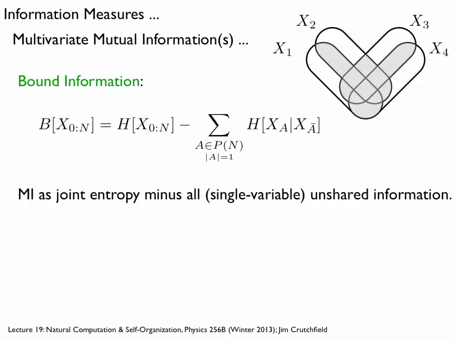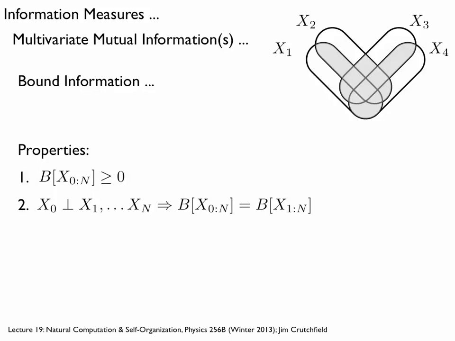So in the temporal setting, we call this the bound information. So joint entropy minus the individual, all the information X4 generates on its own that's not correlated with the other variables. All the information X3 generates that is not correlated with the other variables, and so on. It's also positive, that's nice. And it also has the same property that if a given random variable is independent of all the others, then it doesn't change this quantity. In some sense, it doesn't participate.